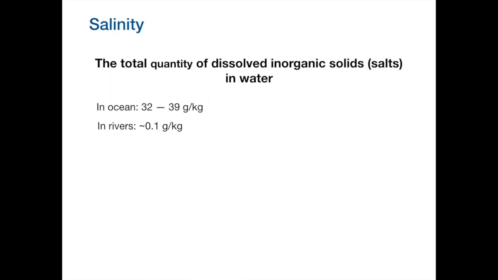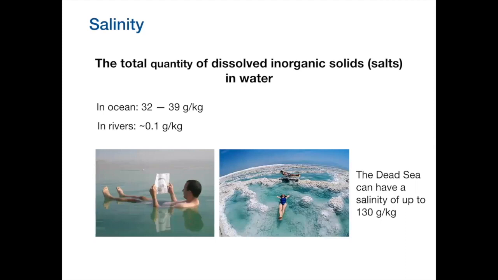Rivers, on the other hand, are almost fresh water with about 0.1 grams per kilogram. The saltiest place on Earth is the Dead Sea. So this is a lake or inland sea that doesn't have any outflow. So the water comes in, with the very little salinity that's in there, but it's a high evaporation region in the Middle East, so the water evaporates and we're left with the salts, and over time that's built up to have around 130 grams of salt for every kilogram of water.